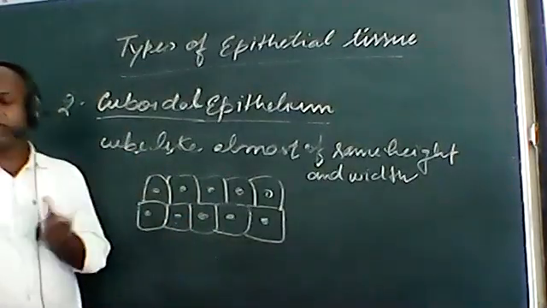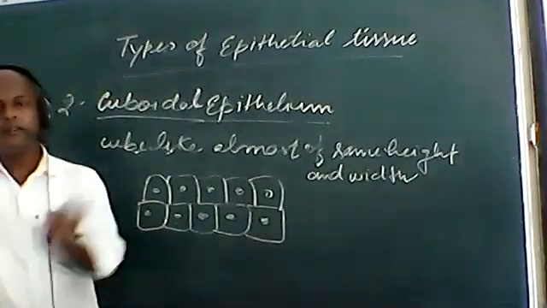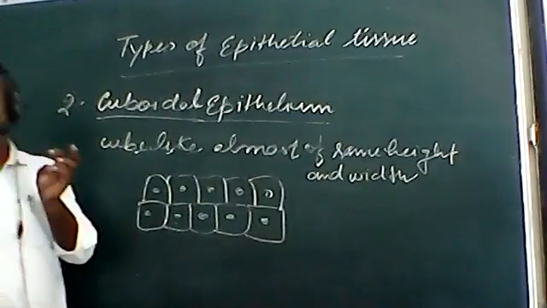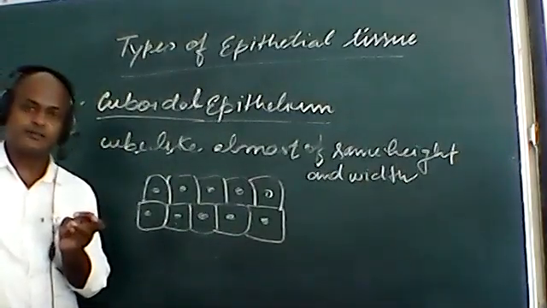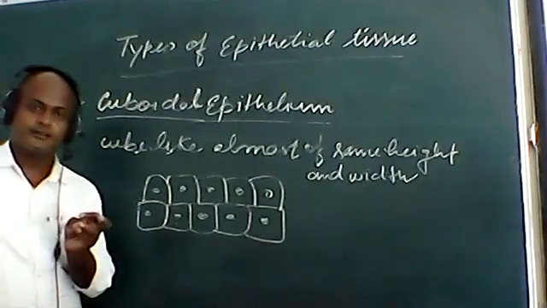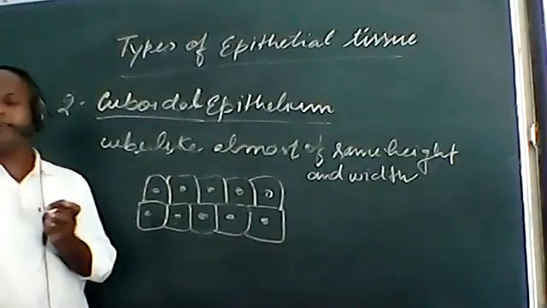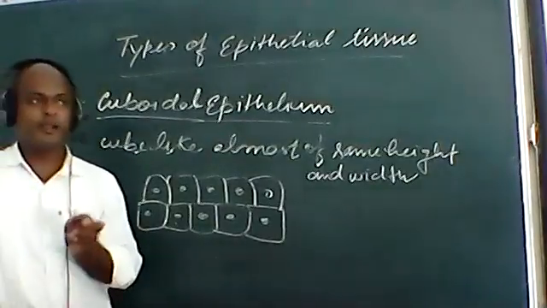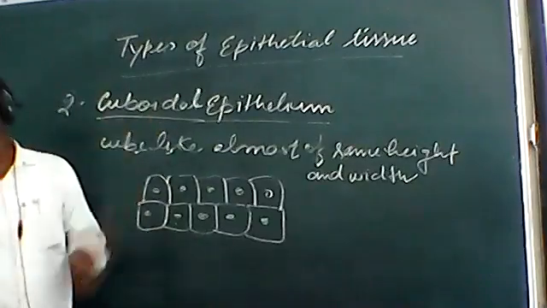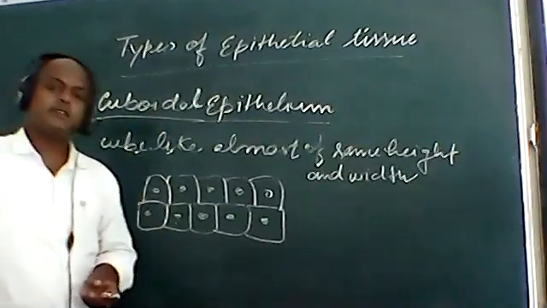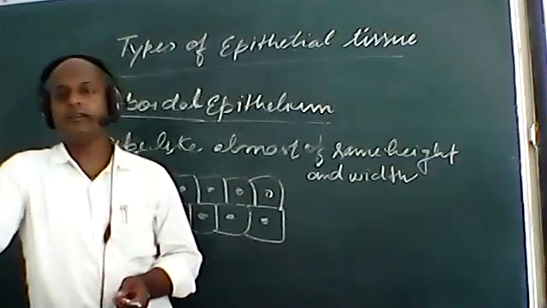This cuboidal epithelium is present in the kidney tubules, in salivary gland. It is also present in the ciliary body. Ciliary body भी कहाँ होती है? आई में ही होती है। Ciliary body Eye में, and choroid layer of eye. हमारे आंख का जो choroid layer होता है, उस लेयर पे भी यह cuboidal epithelial उपस्थित होते हैं। With this, it is also present in sweat gland and sebaceous gland.